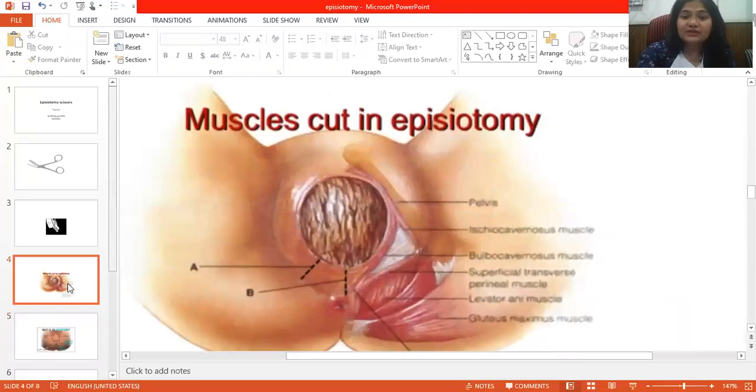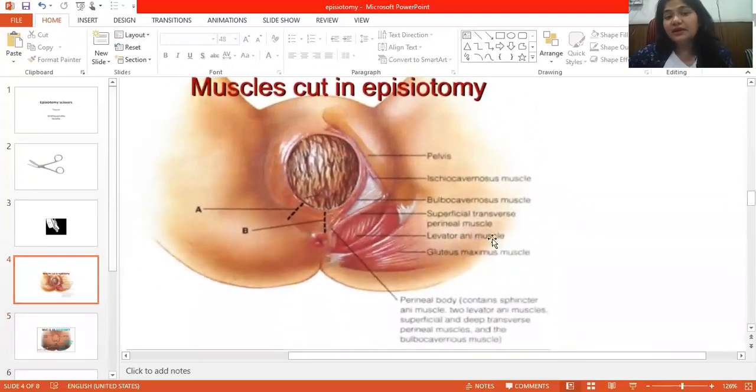So here, as you can see, this is the typical climax of second stage of labor, when the fetal head is completely stretching the perineum, right? And you will see that just quickly I'll go through the parts of the vulva.